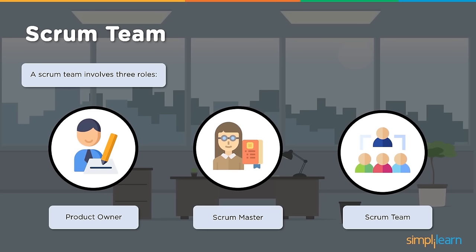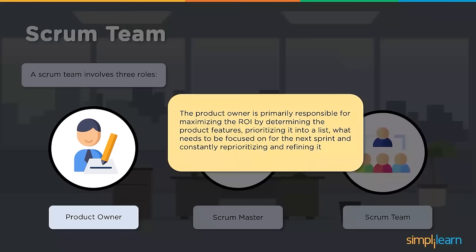So now what are these roles? What are the responsibilities? Where is the focus of each of the roles? So let us discuss that. Now when it comes to the product owner, the product owner is primarily responsible for maximizing the ROI by determining the product features, prioritizing them into a list, deciding what needs to be focused on for the next sprint, and constantly reprioritizing and refining it. So the key points we need to see here are determining the product features, maximizing the ROI, and then reprioritizing and refining the product backlog.